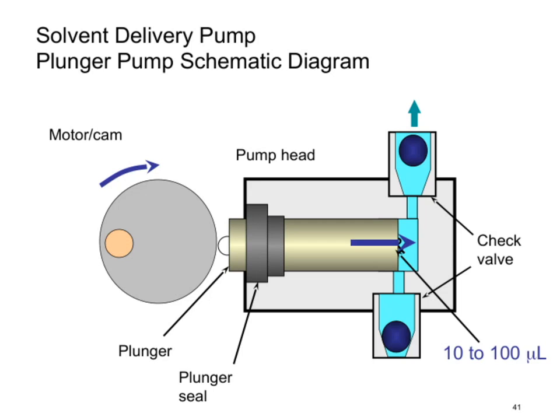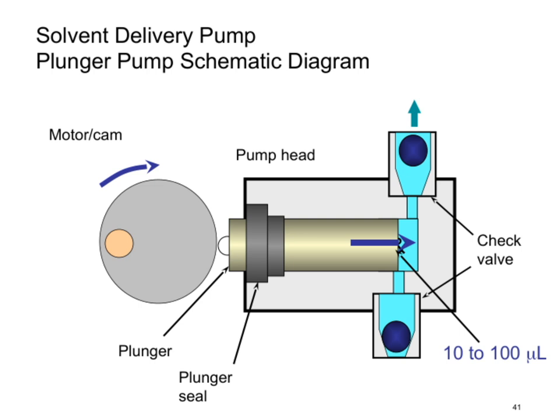Now, let's take a closer look at the solvent delivery pump, specifically the plunger pump schematic diagram. As you can see, the core component is the plunger, which is driven by a motor and cam system. This setup allows precise control of the movement, typically delivering between 10 to 100 microliters per cycle. The plunger is sealed with a plunger seal to prevent leaks and ensure accurate fluid movement.